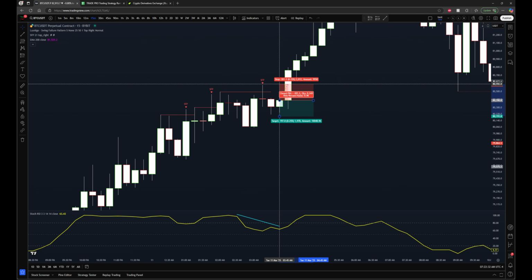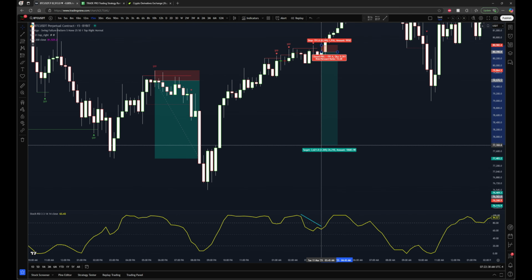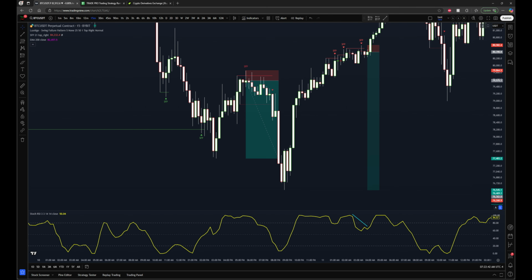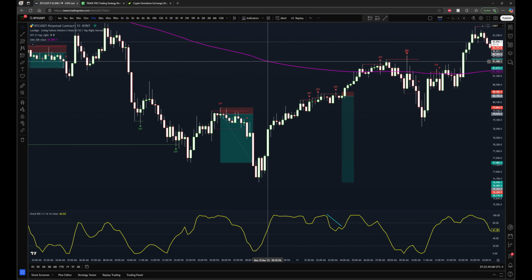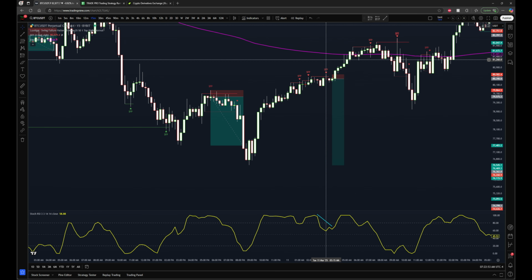Stop loss to the high of that swing failure. And then we're going to be targeting all the way down for a full trend continuation move. So the lowest point in this current trend under this 200 EMA, right? So that's the lowest point before this pullback. So potentially a 1 to 20 risk to reward ratio for this one.